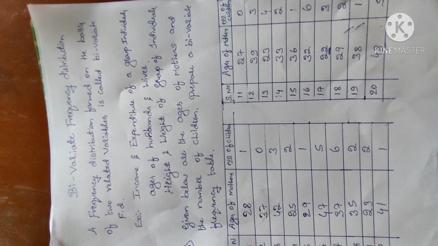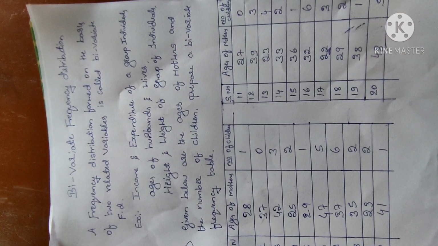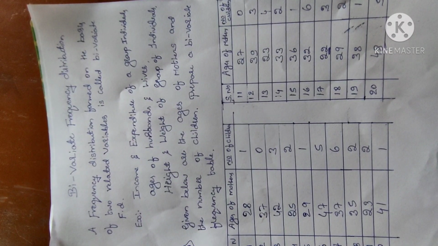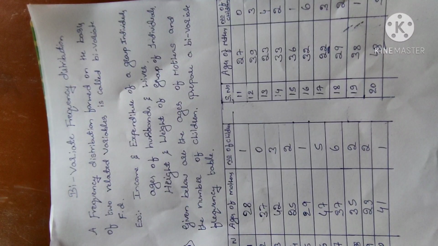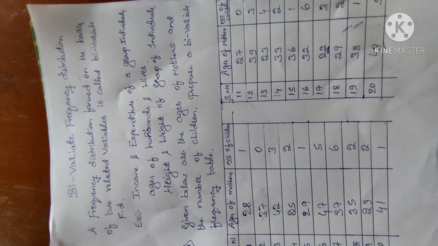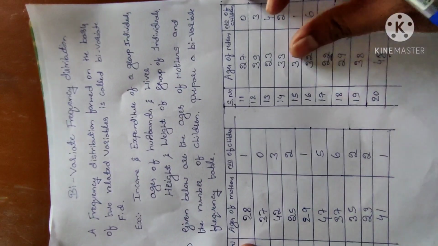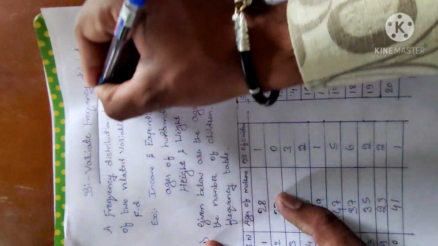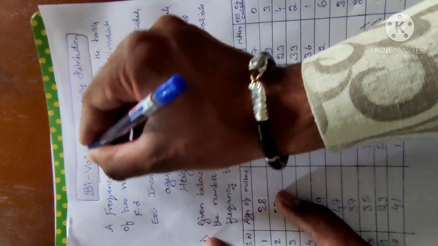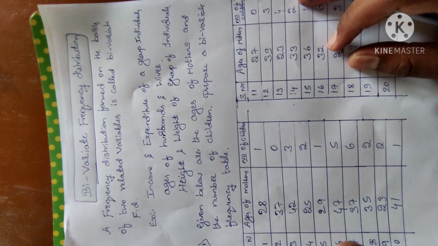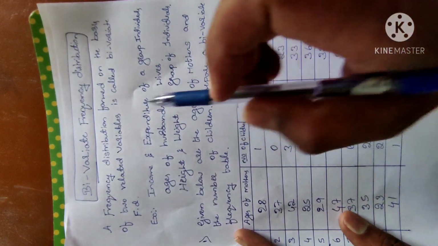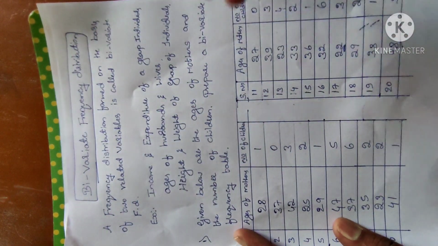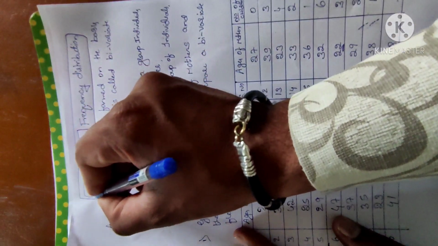In the previous class, we already discussed how to form a continuous frequency distribution based on the inclusive method and the exclusive method. In this class, we are going to learn a new and very important topic: bivariate frequency distribution. In the previous class, we discussed two topics: discrete frequency distribution and continuous frequency distribution. In this class, we are going to learn the concept of bivariate.